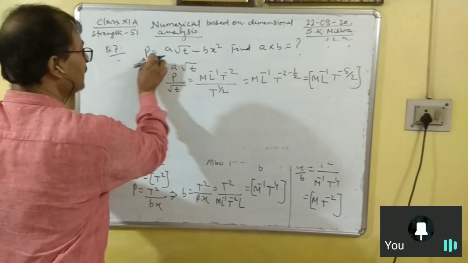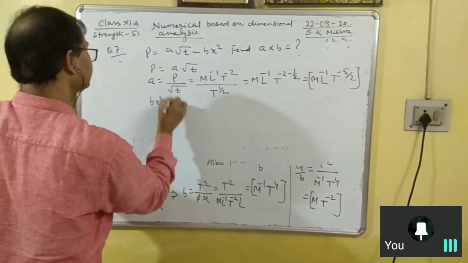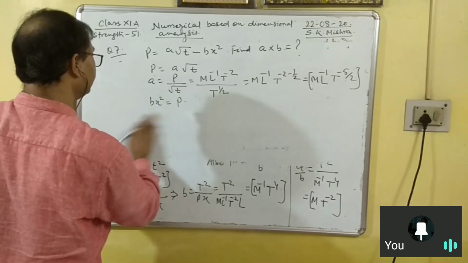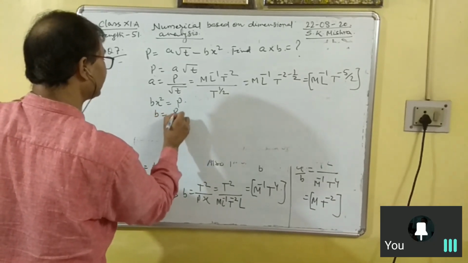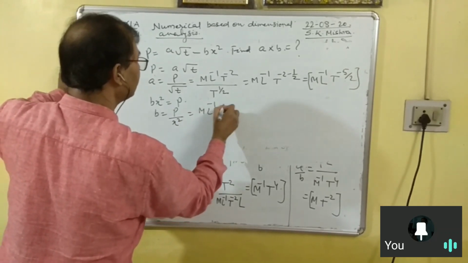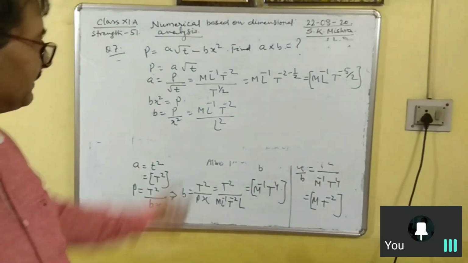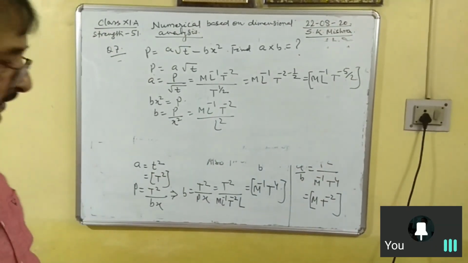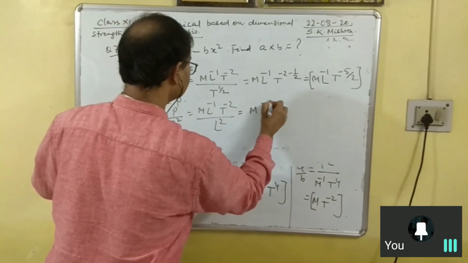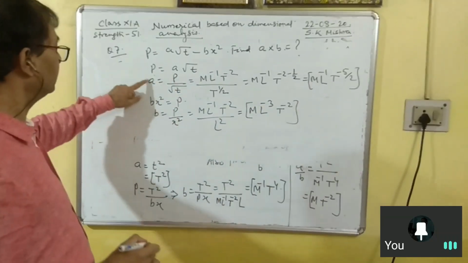Now B. This term should have the dimension of Bx square. So Bx square has the same dimension as that of P. So what is B? B equals P by X square. Now pressure is ML^-1 T^-2 divided by L square. So just solve it. Simple mathematics can lead to the result. So that is M L raised to minus 3 and then T raised to minus 2. So you have both A and B.